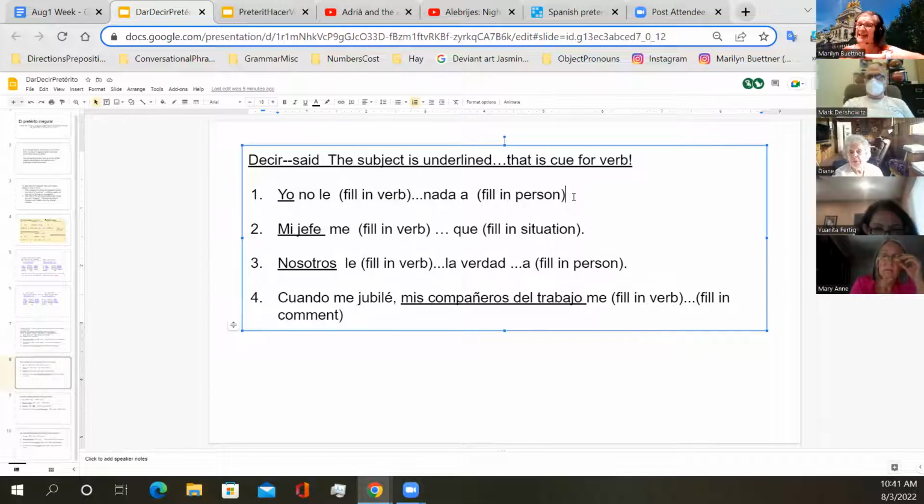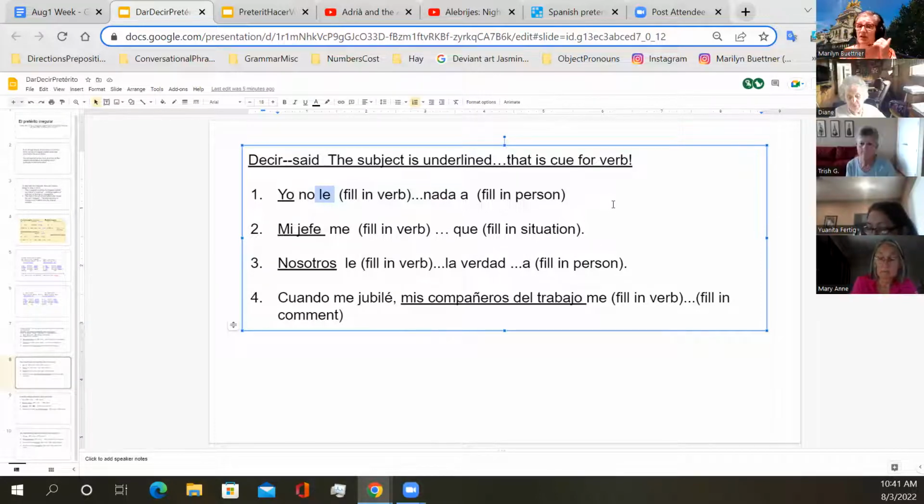And again, like dar, decir will often include this little le pronoun. It is more usual than not to have that little pronoun because I'm saying something to somebody. So it is odd to not have me, te, le, les, nos. It's odd to omit that little pronoun. It is more usual to include that little pronoun. Okay, bien.